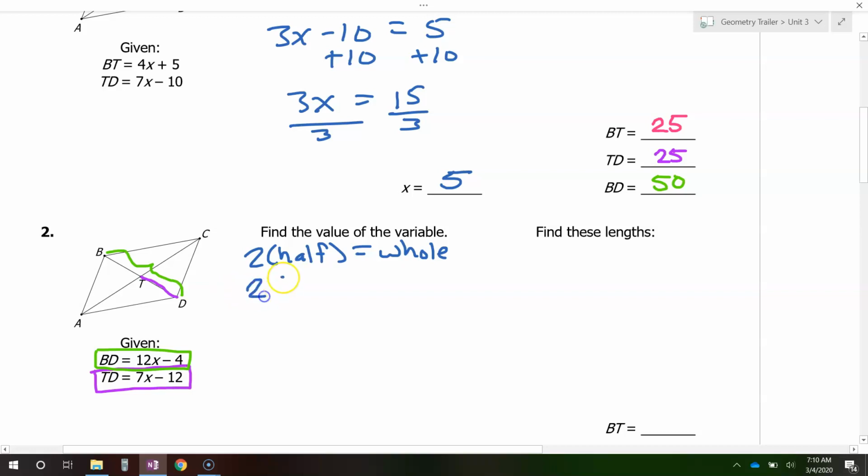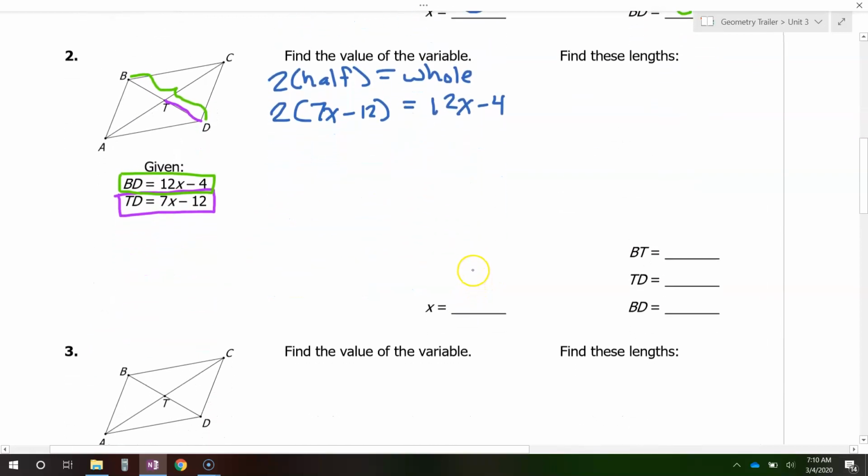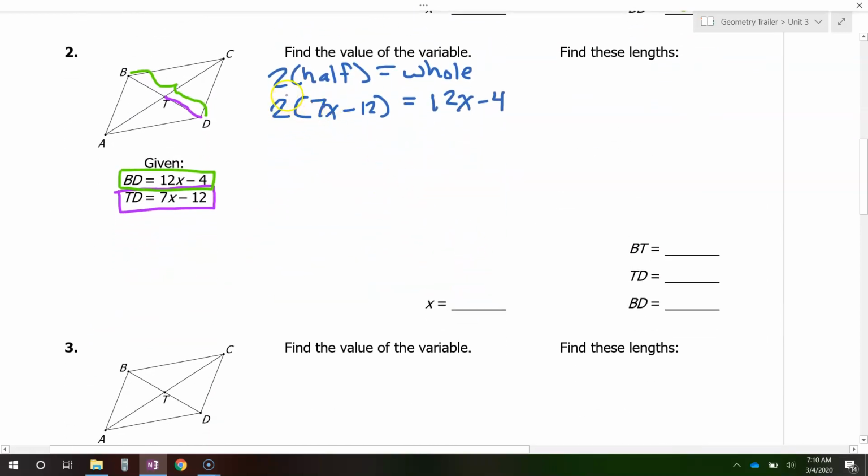Okay, so 2 times half. Well, the half is the TD. So that's why I will have my 7x minus 12 in here. And this will equal the whole, which is the green. That is the 12x minus 4. So to solve this, we need to do the distributive property. If I multiply by 2, I'm going to get 14x minus 24 is equal to 12x minus 4.